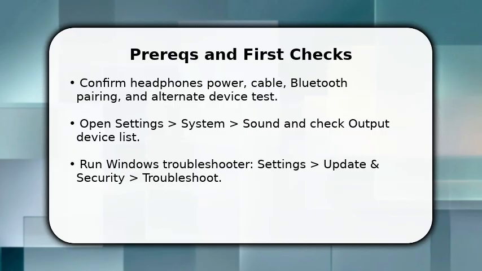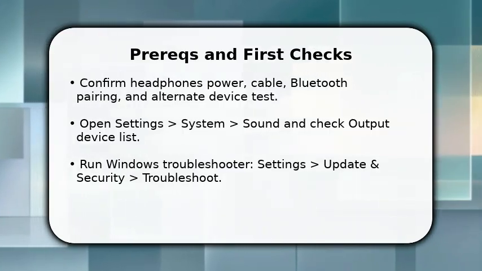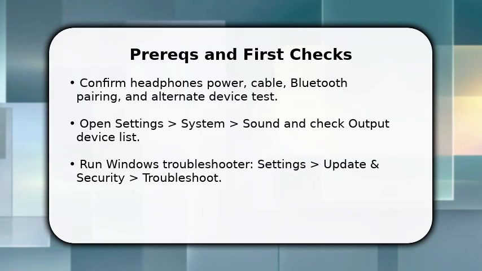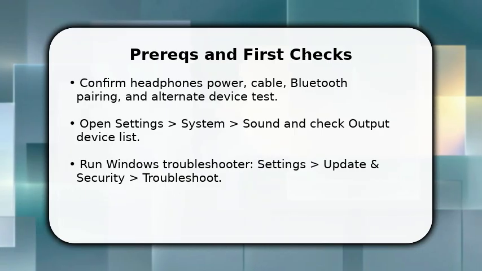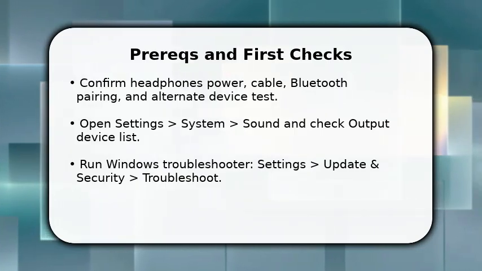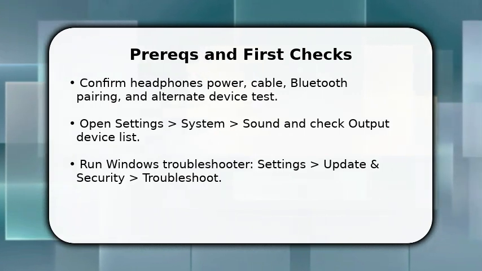Once done, open Windows settings, go to System then Sound, and make sure the output device is set to your headphones. If they don't appear, run the built-in troubleshooter from Update and Security. It detects driver conflicts and common misconfigurations, so you can get an immediate diagnosis before deeper fixes.